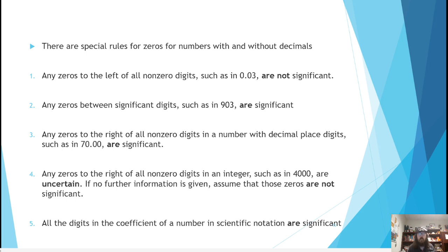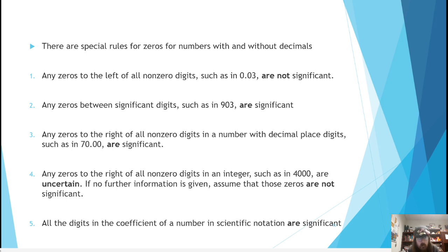So because of that, all 3 numbers are significant. Any zero to the right of any non-zero digit, as long as they have a decimal place, is considered significant.